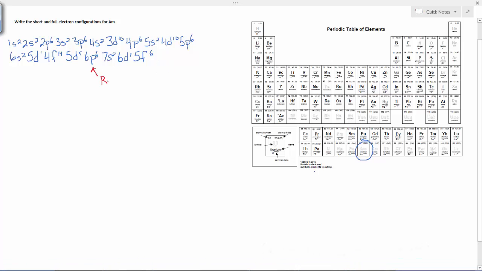Now, at this point, notice the 6p6 would be the electron configuration of radon, so I'm going to put Rn in square brackets, then I'm going to write everything that came after radon, so 7s2, 6d1, 5f6, much simpler.